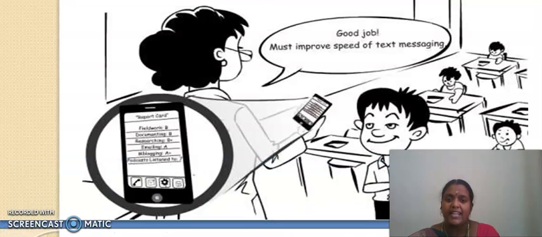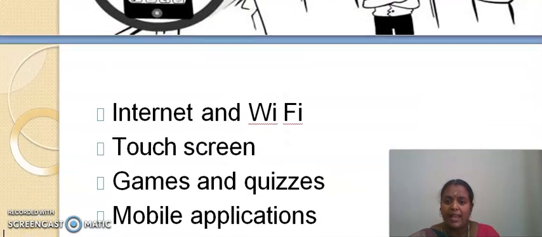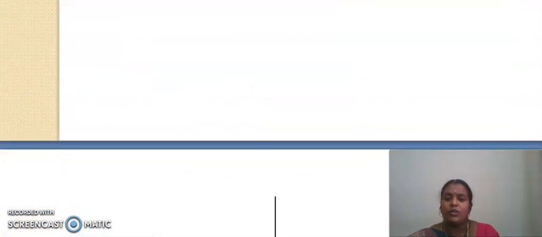So then slides, and now we are using mobiles. Yeah. So all these things are the teaching aids.